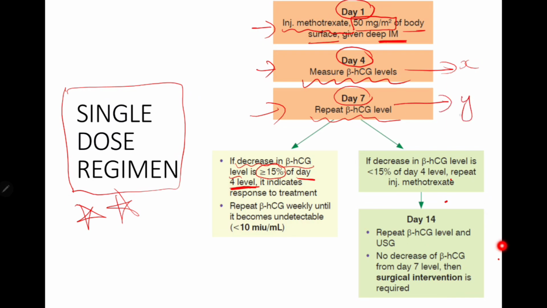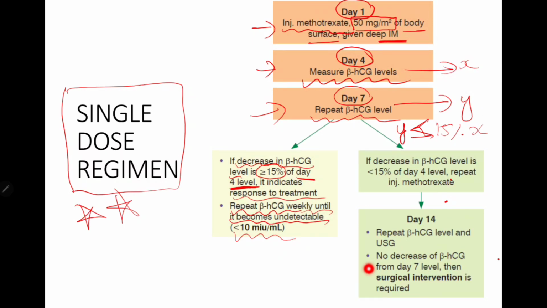This Y value of beta HCG that I am measuring on day 7 must decrease, must be less than or equal to at least 50% of the X value. It should be less. Therefore, it indicates response to treatment. Why is it important? We are looking for the response to the treatment. So you need to repeat beta HCG weekly until it becomes undetectable, that is less than 10 micro international unit per ml. So I am again revising this.